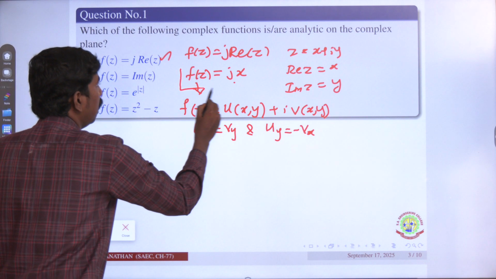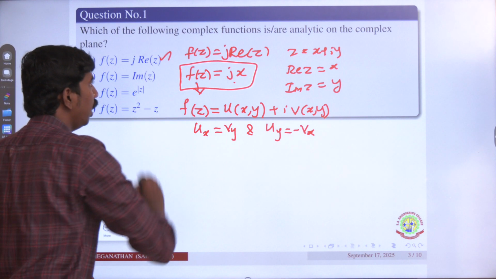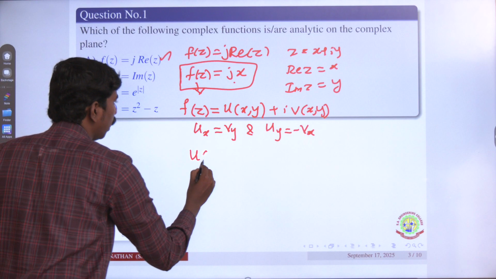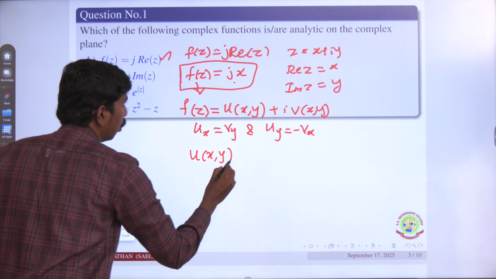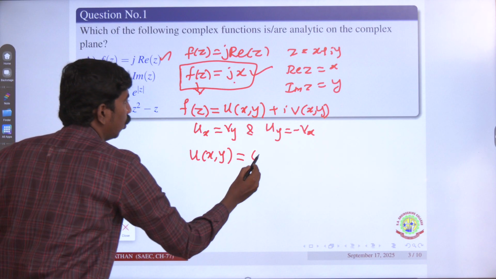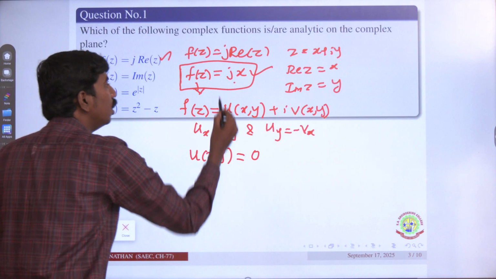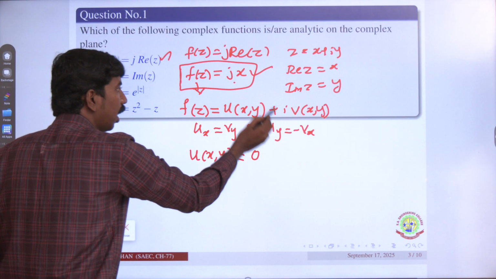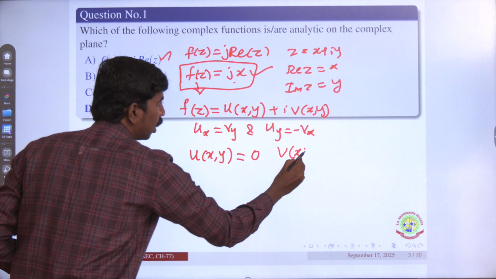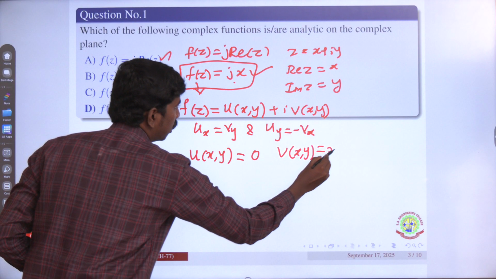So I need to verify now whether f of z equal to jx is analytic or not. So now what is u of x comma y? In our example there is no real part in this f of z, therefore that is equal to 0. So what is the imaginary part? Instead of i we have j here, so v of x comma y is x.